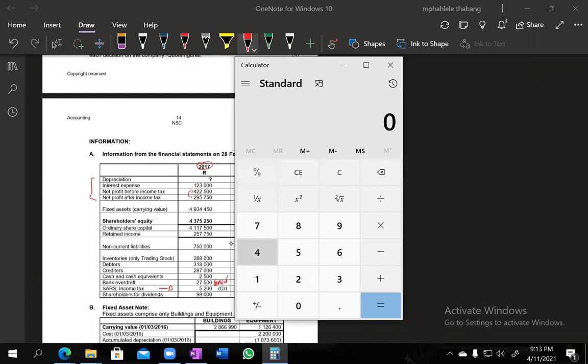You guys still here? We are going to take the profit after tax, we less the profit before tax, whichever, or you take profit before tax, you less after tax. The difference is the income tax. 422,500, this is the profit before tax. You less the one after tax. The difference between these two things should give you tax, 295,750. The income tax is 126,750.